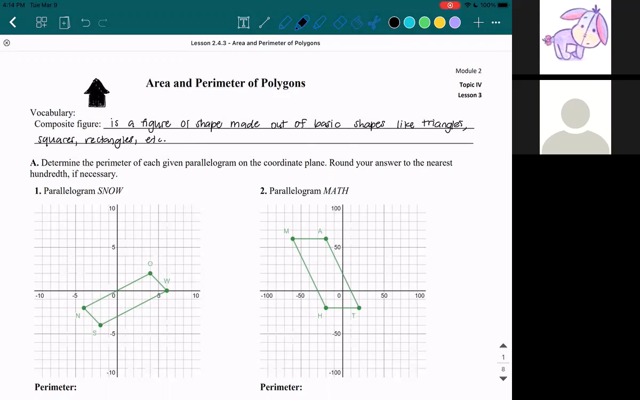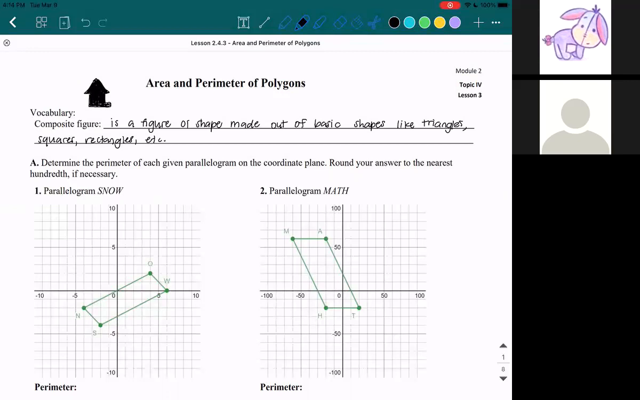I can put more shapes in here. I can have a circle in here. I can have another rectangle. Let's just add a little rectangle over here. This is still a composite figure because now I've just added another shape to it. So a composite figure is a shape made out of basic shapes such as triangles, squares, rectangles, etc.